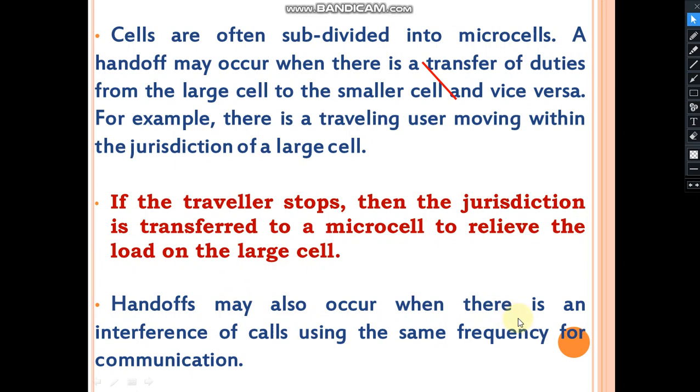The handoff may also occur when there is interference of calls using the same frequency for communication. At some point, the frequency use concept again comes into the mobile communication system. If the same frequency is used in adjacent cells, then interchannel interference may occur. So we have to avoid using the same frequency within adjacent cells.